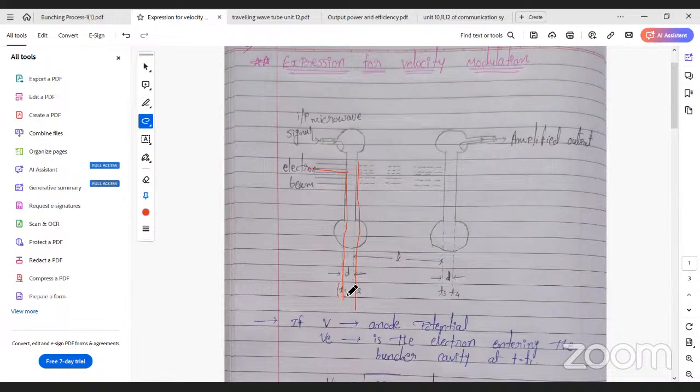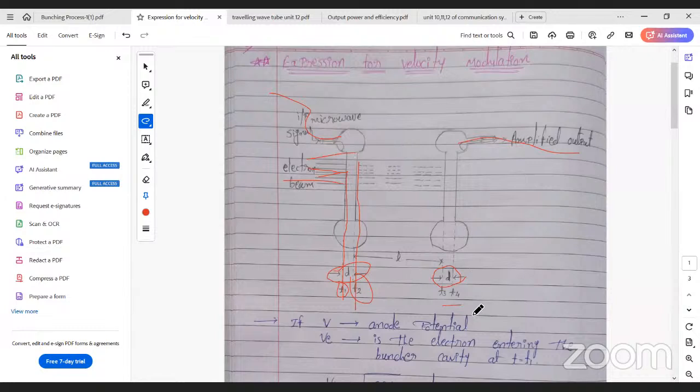Entry period is taken as T1 and exit period is taken as T2. The space inside the cavity between these two, I am treating as D. Again, two time periods T3, T4 and the space is D. Here we are applying the input microwave signal. Here I am taking the amplified output outside. This is the electron beam.